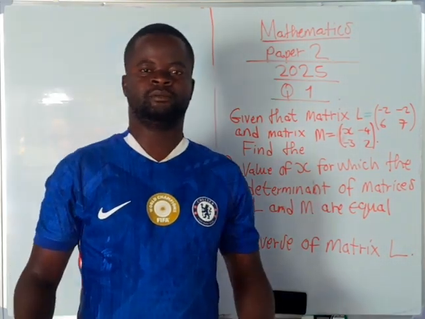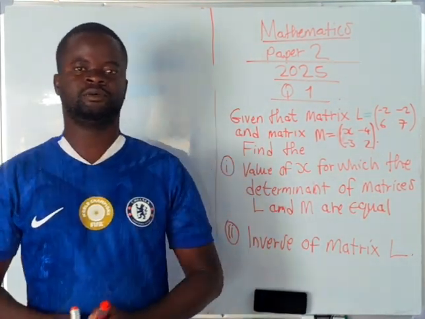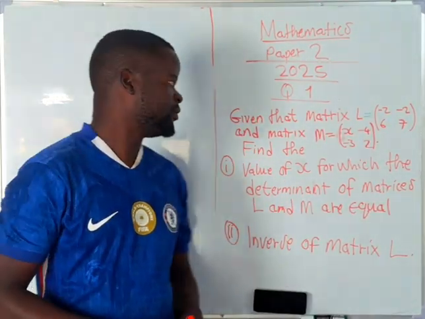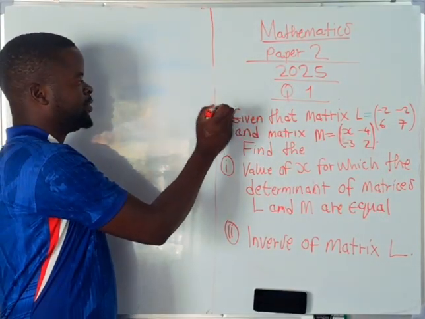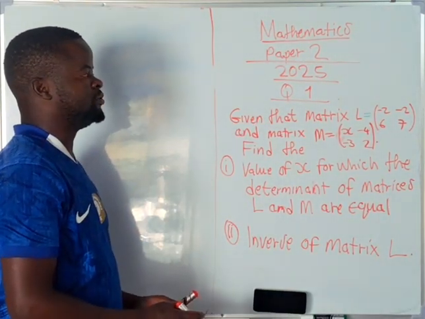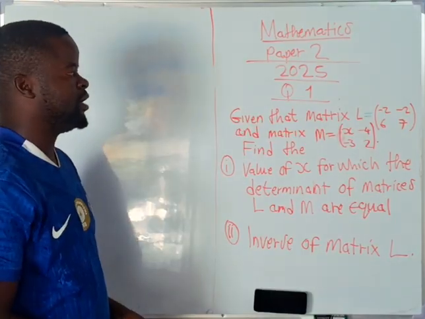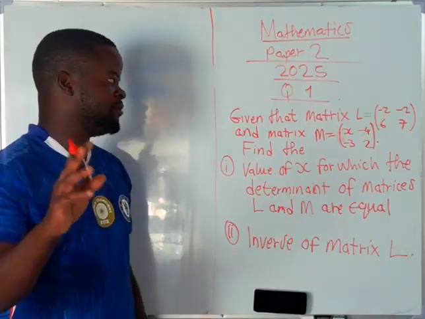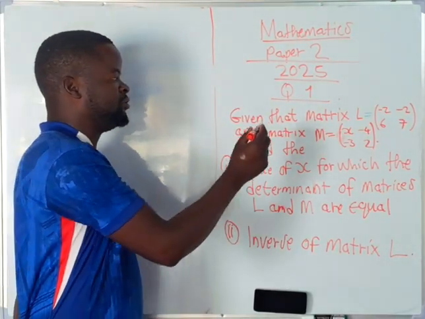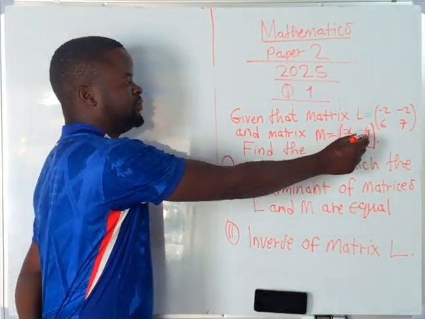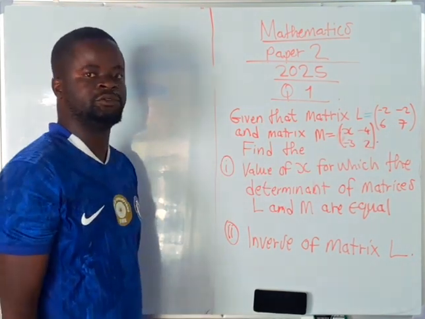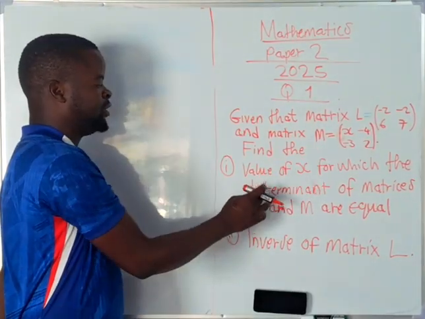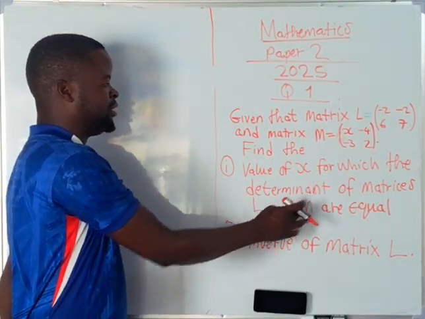Hello, let's solve Mathematics Paper 2, 2025, last year's grade 12 exam. We are going to solve question 1. The question reads: given that matrix L is equal to negative 2, 6, and 7 being the elements in this matrix, and matrix M is equal to x, -3, -4, and 2. We are told to find the value of x for which the determinants of matrices L and M are equal.